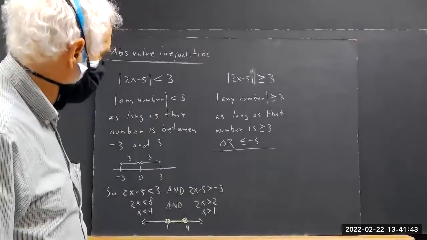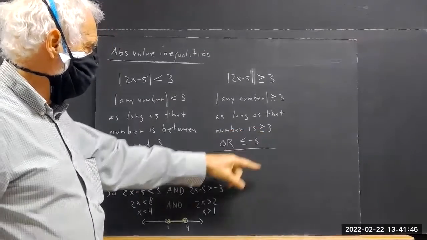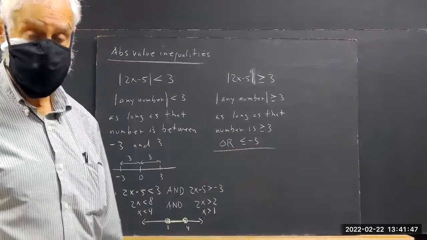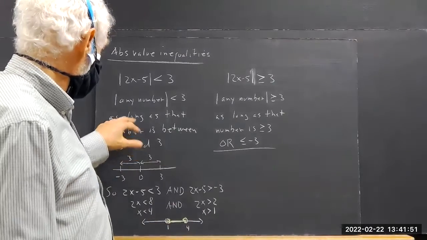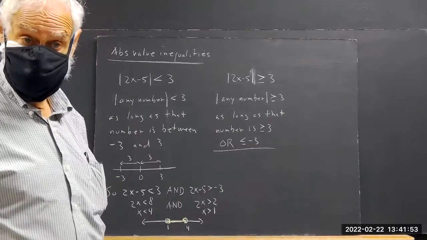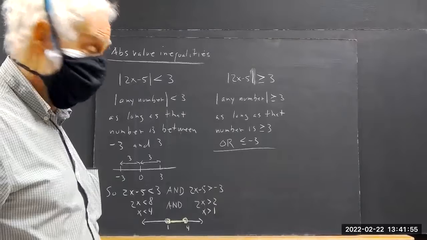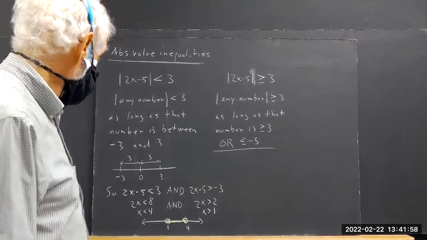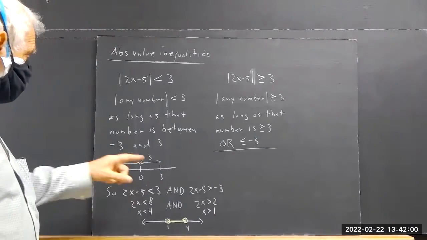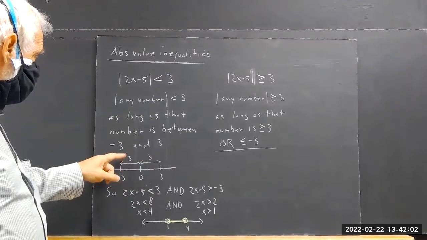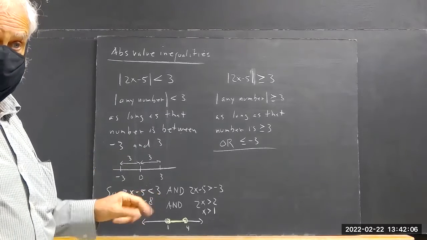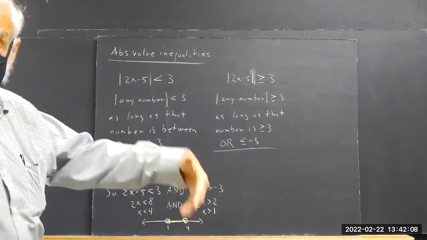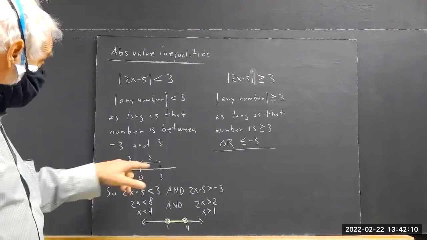Okay. As long as that number is greater than or equal to 3, or it's less than or equal to negative 3. Now, why do I use "and" here and "or" here? Well, because a number can be less than 3 and greater than negative 3, right? There are numbers that are less than 3 that are also greater than negative 3. There's got to be both.